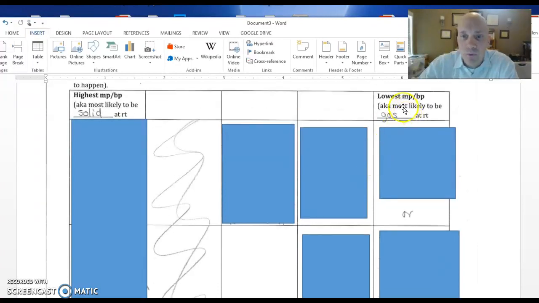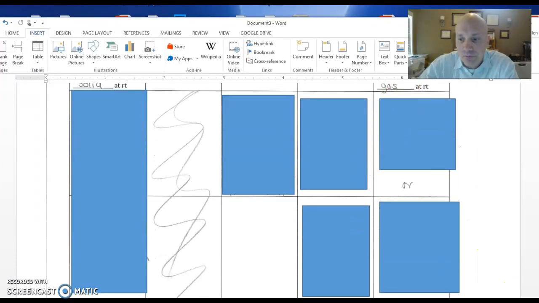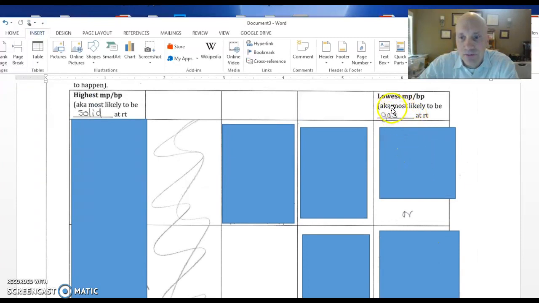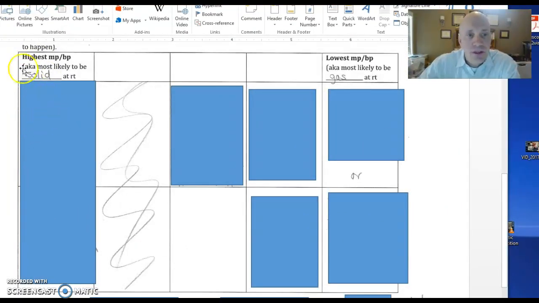All right. So what would be the types of materials that would be expected to have the lowest melting points and boiling points, versus what's going to be expected to have the highest melting point and boiling point? And remember, high melting point and boiling point is the same as saying it's likely to be a solid at room temperature, whereas low melting point and boiling point are things that are likely to be a gas at room temperature. Okay, so we're going to start here with the high melting point, boiling point end of the spectrum.